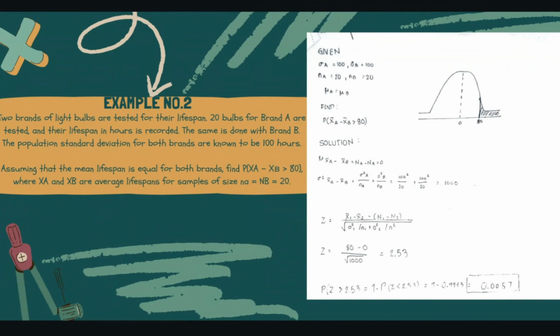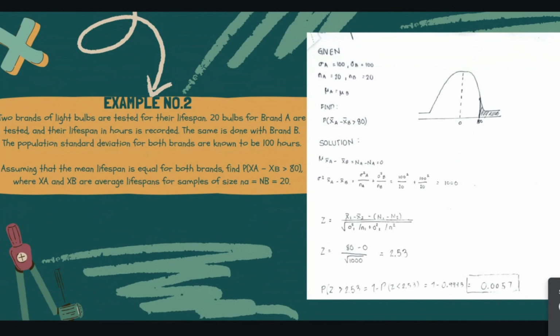To find the probability, we want the probability that z is greater than 2.53. We look up 2.53 in the z table, which gives us the probability that z is less than 2.53. The probability is 0.9943. Since the total probability is 1, the probability that z is greater than 2.53 is 1 minus 0.9943, which is equal to 0.0057.